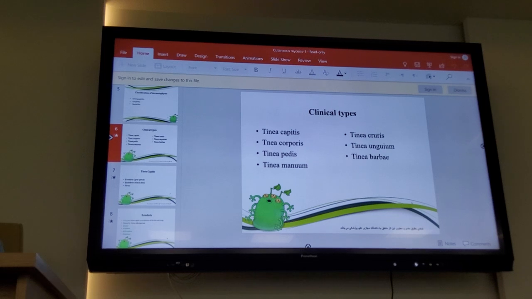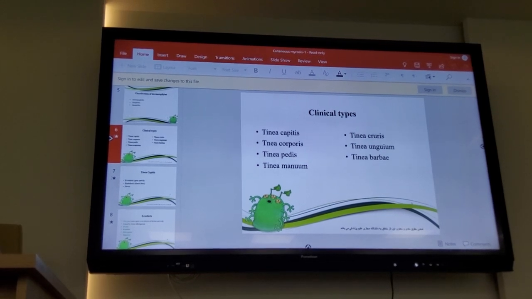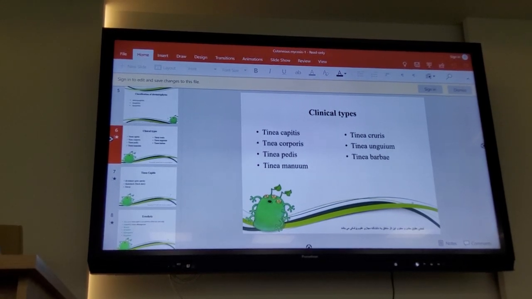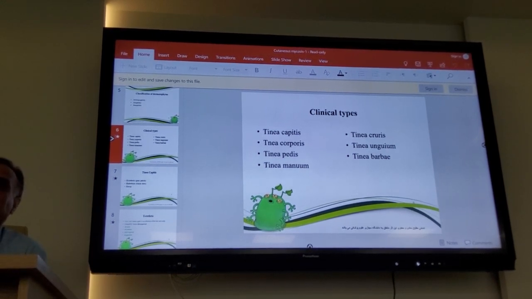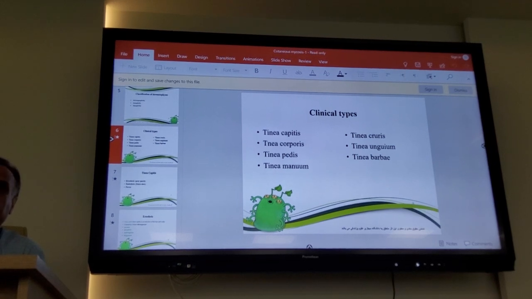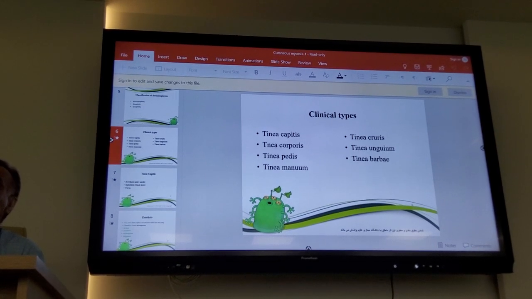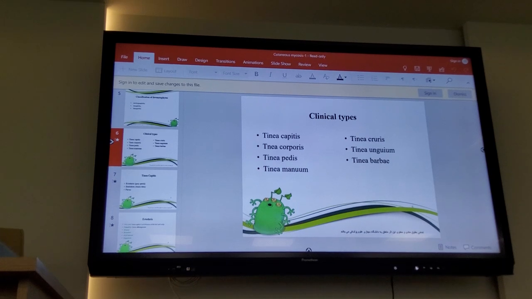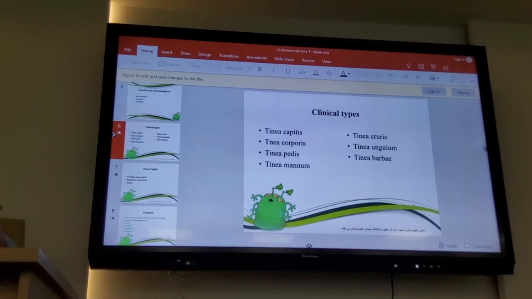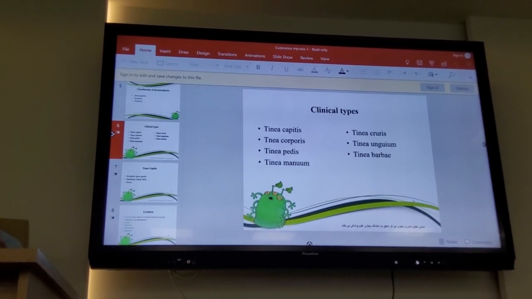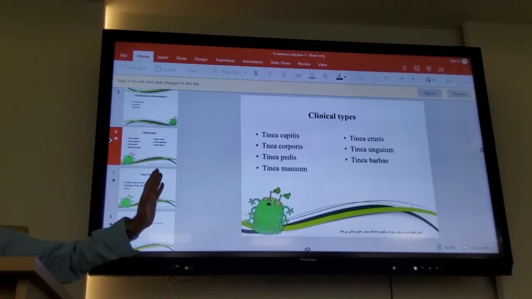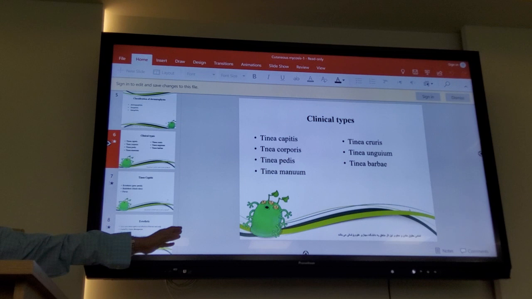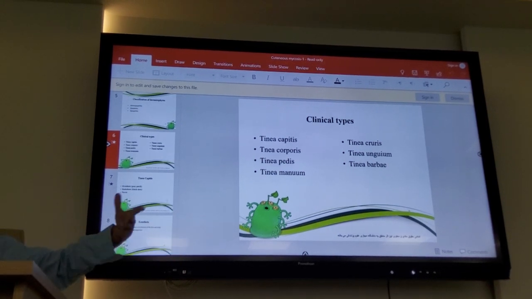Tinea barbae is on the face and neck. When a dermatophyte involves the skin of the face, it is tinea barbae. Okay, why do we classify this infection into five to seven types? Why?